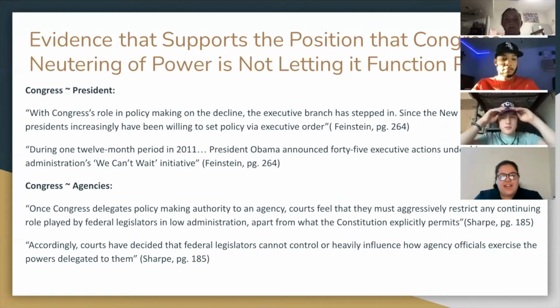And for Congress and agencies, one thing I wanted to point out was how once Congress gives these agencies the power to make their own policies, they aren't able to oversee what these agencies do, which ultimately could be detrimental to our society.